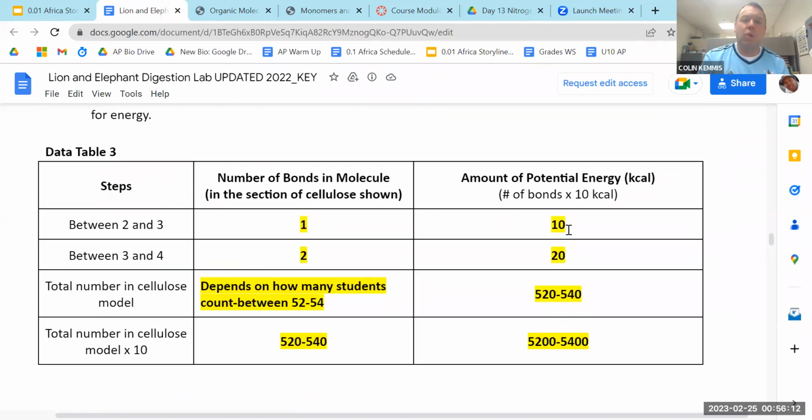So we add up the total amount of energy. It's like a nice easy number. Assume it's 10 kilocalories per bond. So we get 10 here, 20 here, that's 30. And then you go through and count all the bigger structures there. You get somewhere between 500 and 550 bonds broken. So times 10 is about 5,500.